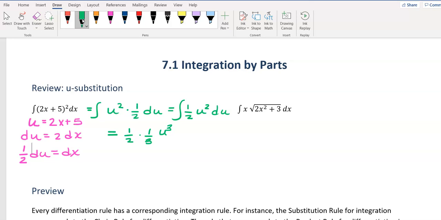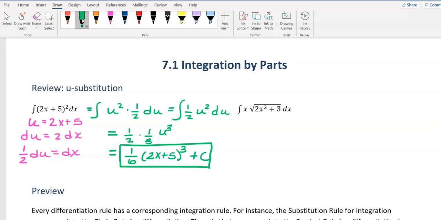And now we need to put it back in terms of x and simplify our fractions here. So we'll get 1/6 times, and u is going to be put back to x, which would be 2x plus 5 inside. That's to the third power, and because our integral was not defined, we do need to have our constant of integration there. So our answer should be 1/6 times the quantity 2x plus 5 raised to the third plus c. Let's do the next one.